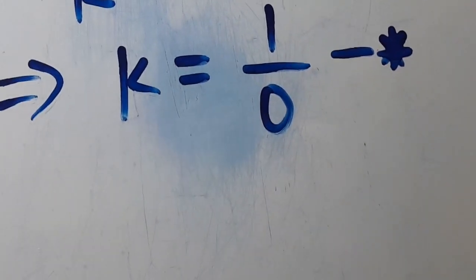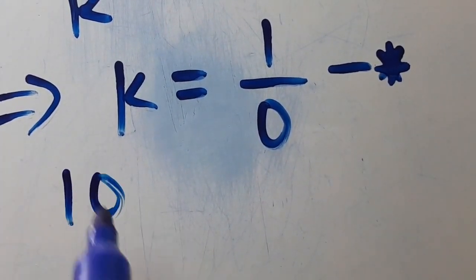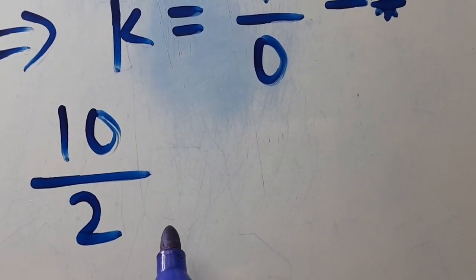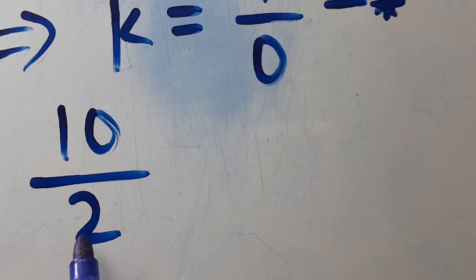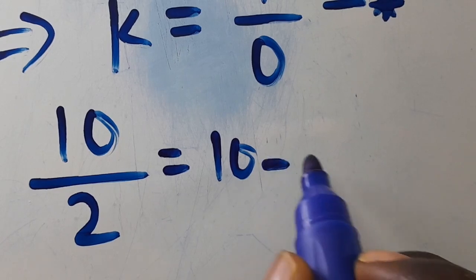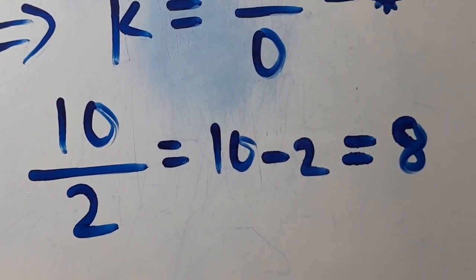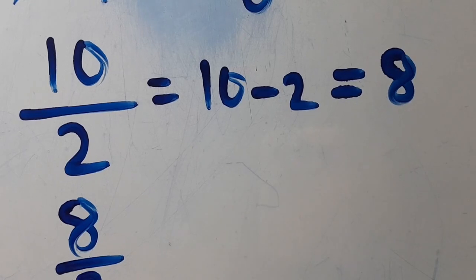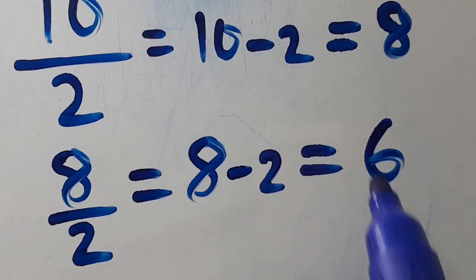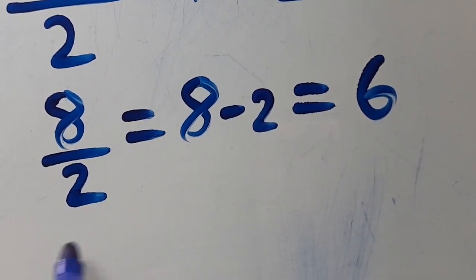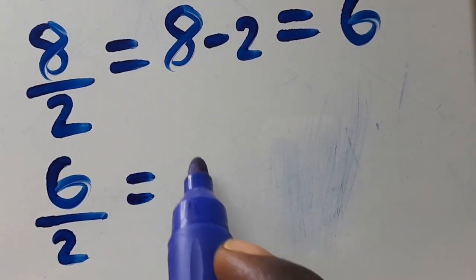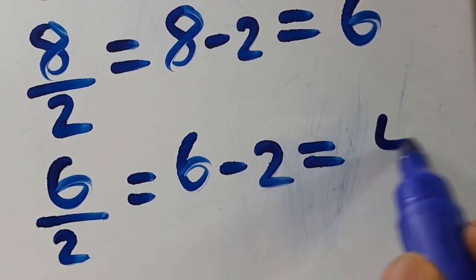But before that, let us recall that when you have 10 divided by 2, what does it mean? It means, how many bundles of 2 can we take from 10? And that is why this is equivalent to 10 minus 2, which gives you 8. So when you take 8 divided by 2, this is 8 minus 2, which is 6. Likewise, when you take 6 divided by 2, we have 6 minus 2, and this gives you 4.